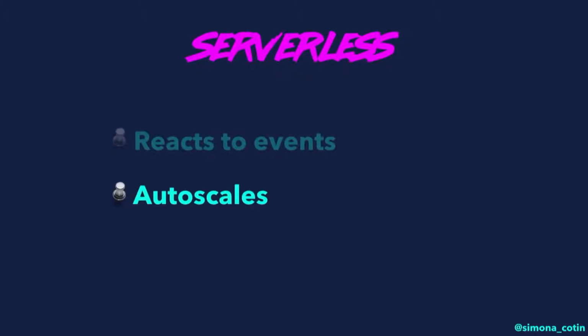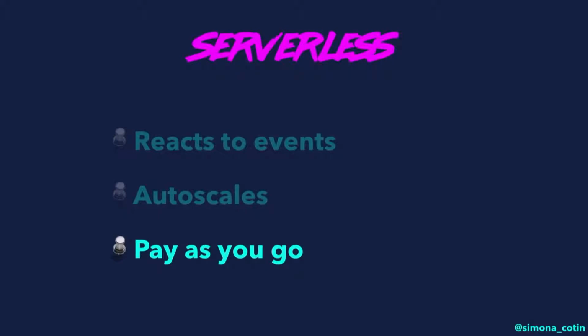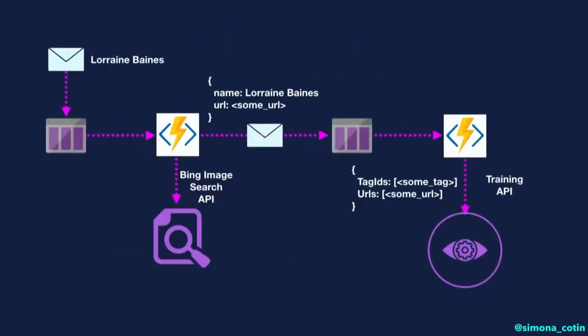It auto-scales, so we can go from maybe one request that searches for a single image to like a million requests that searches for a million images. And that's great for us because it allows us to kind of find a lot of data for our model. And then we pay as you go. It's a fun project. I don't want to pay a lot of money, and serverless enables me to do that.